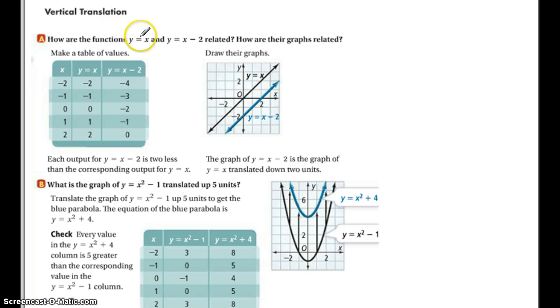And here they have a real basic function, y equals x, this black graph right here, and the translation of down 2. So what they've done is they've taken it right here and moved it down 2, taken it right here, moved it down 2. They've moved the entire line down 2 whole units. What did they do on the table? They just took all these values right here and subtracted 2 from them in this column.